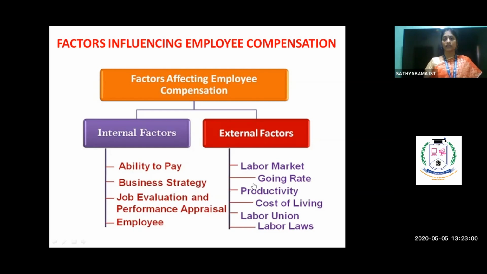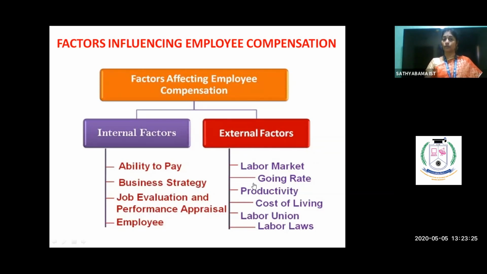Based on these two things, the job will be evaluated, and once a job has been assigned to the employees, their performance will be evaluated through the performance appraisal system. Based on the performance, if their performance is higher, the salary package will be fixed accordingly every year.